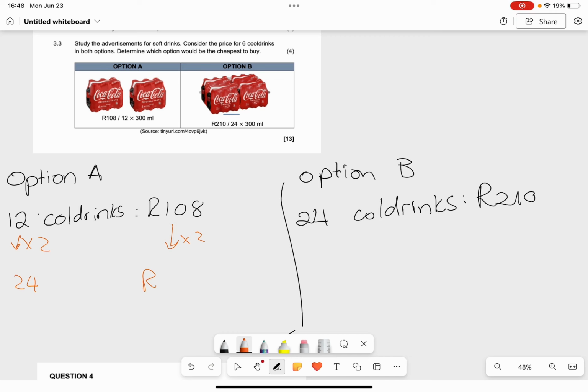That would be 216. So on option A, 24 cold drinks would cost me 216, whereas on option B, 24 cold drinks would cost me 210 rand. Then don't forget to answer the question. Therefore, option B is the better option. Okay, I hope that makes sense. It's not that bad, no?